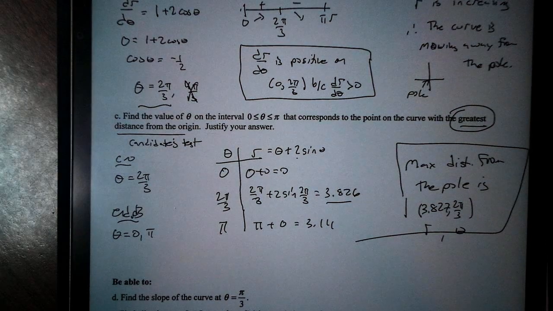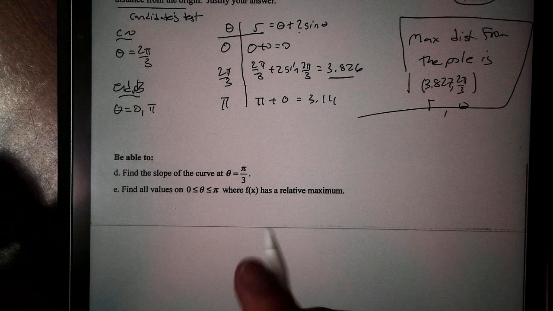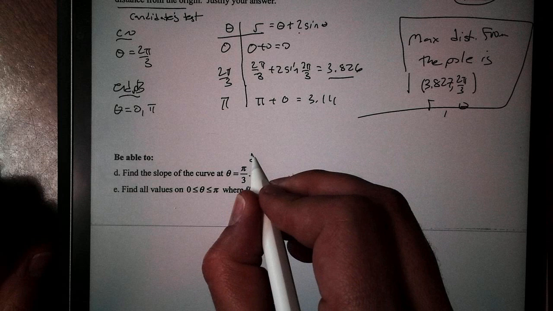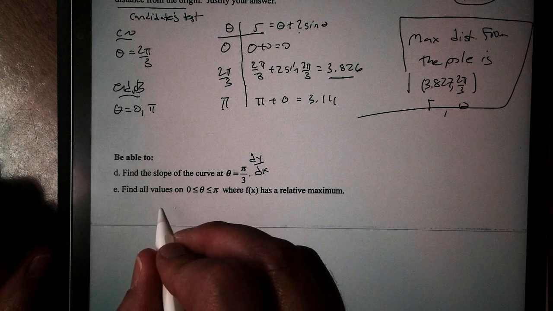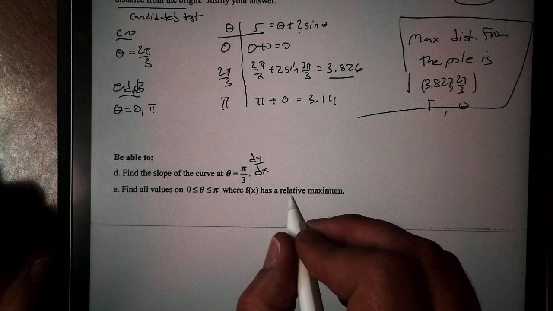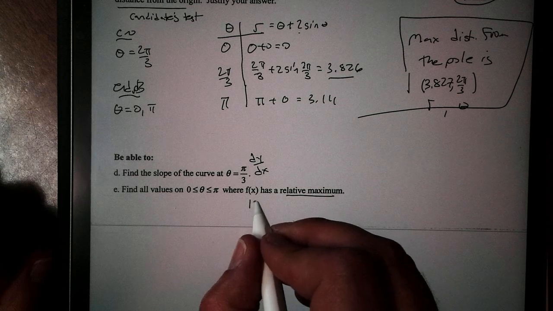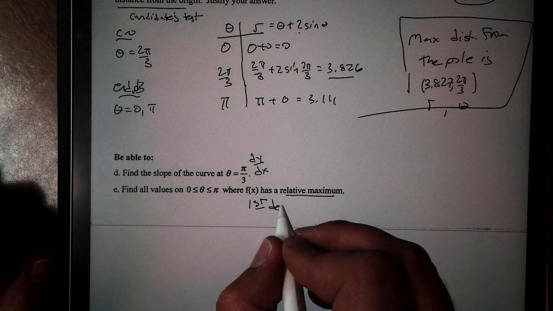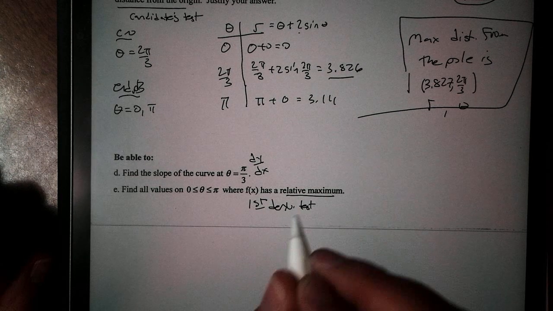All right, other things we should be able to do: find the slope at pi over 3. That's dy dx. Find all the values in 0 to pi where we have a relative maximum. And again, this is just our first derivative test.